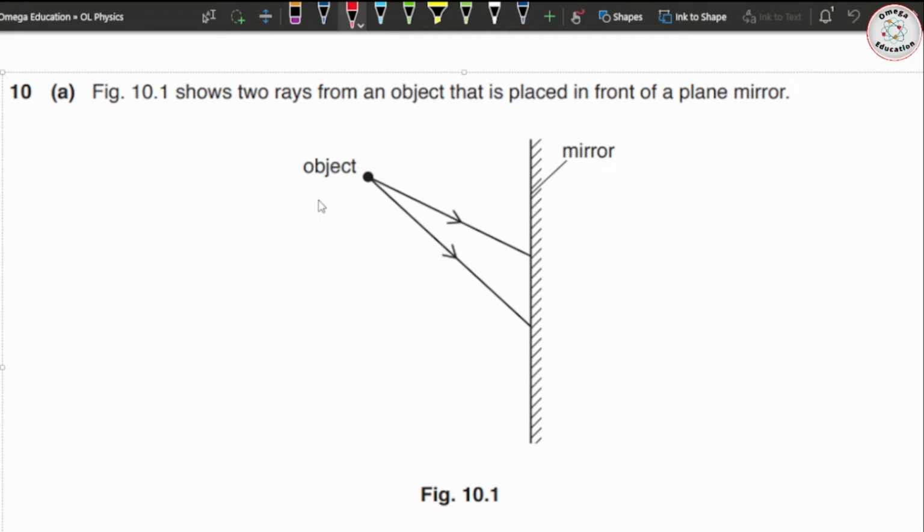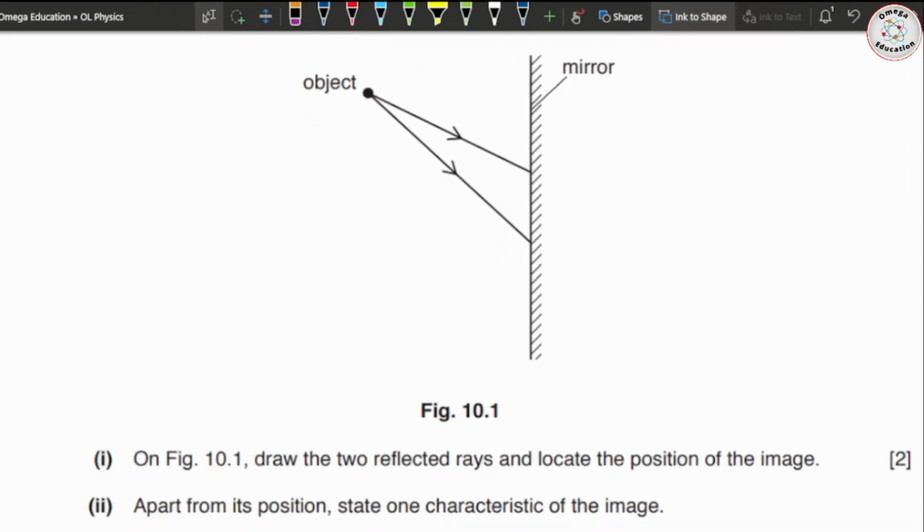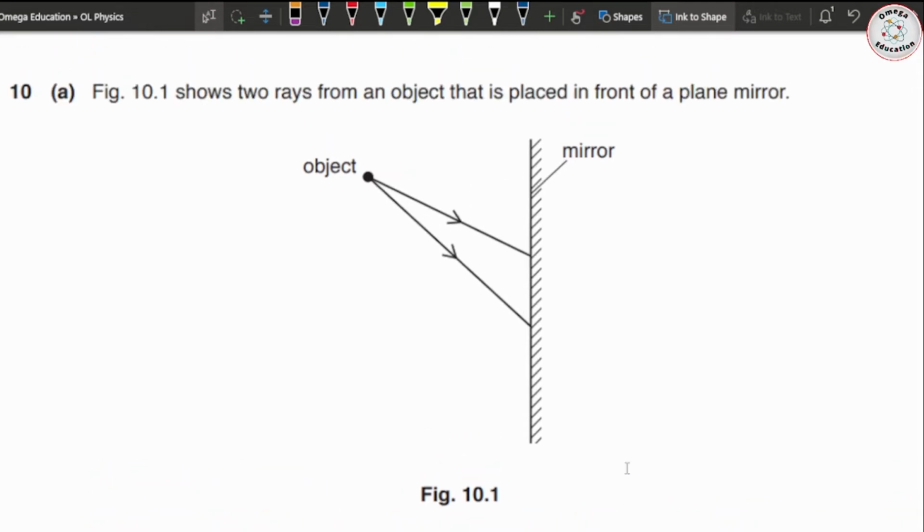Sometimes the object is represented in its actual shape in front of the plane mirror, and sometimes the object is just represented by a dot, and that is called a point object. Part 1 says, on figure 10.1, draw the two reflected rays and locate the position of the image. What we are given is the object, and the other thing that we are provided with is incident rays.